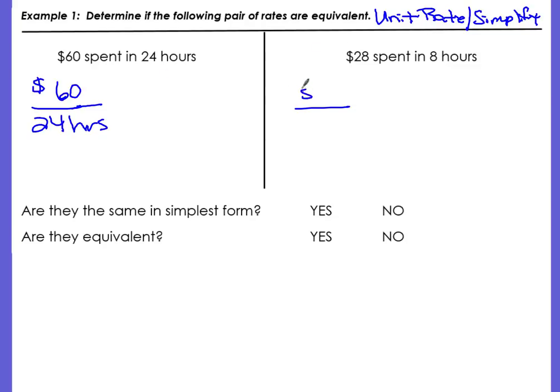Okay, and we've talked about this, how almost all the time your money is going to be your numerator or the first part of your ratio. Anything dealing with time will be the second part. So here are our two rates.